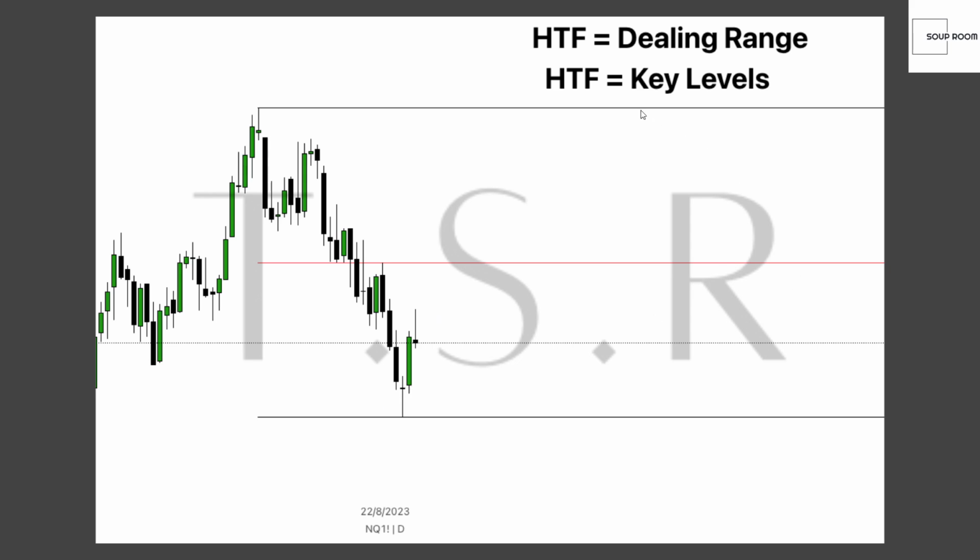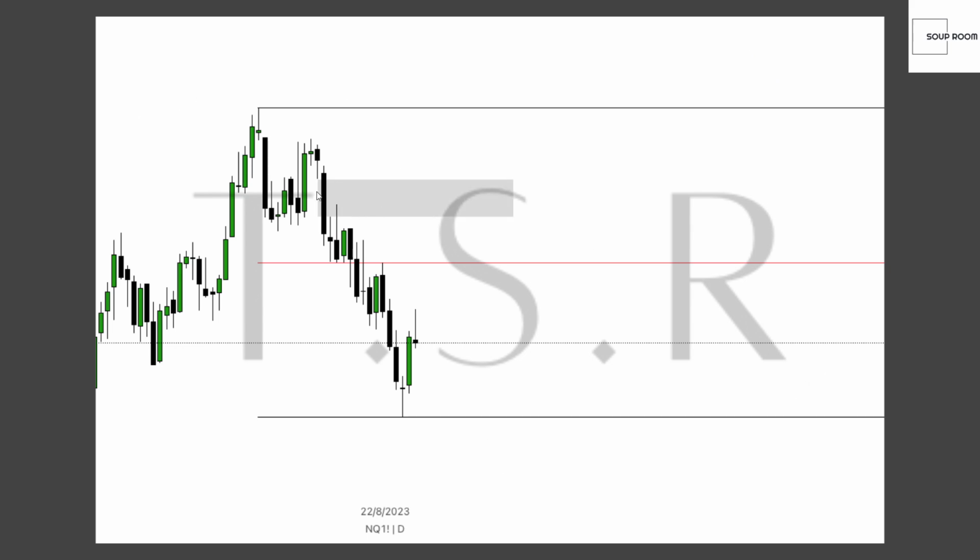Okay, so that's how you can find the key levels, and that's how you find the dealing range. As you can see, we have the bearish fair value gap right here. The bearish fair value gap is a key level on the daily time frame, and we also have a bearish order block on the daily time frame, which is a key level.